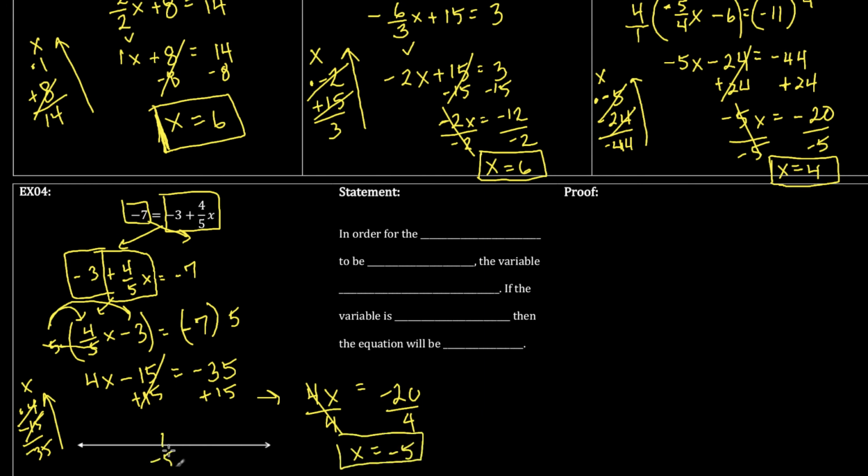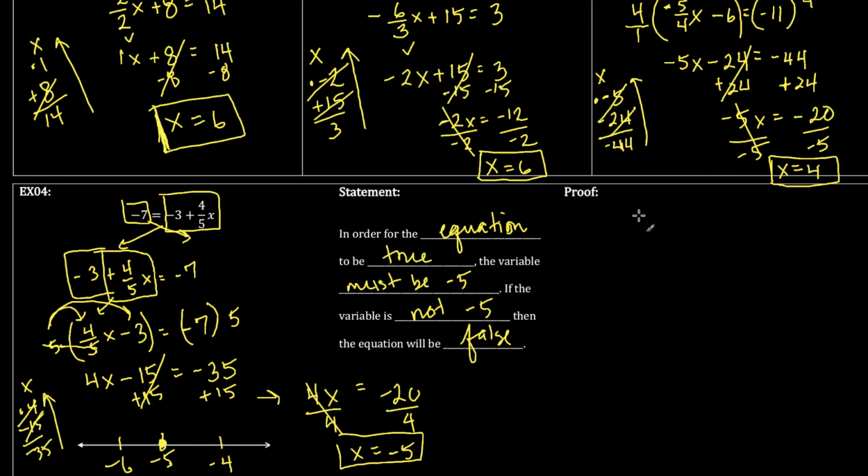So negative 5, negative 6, negative 4. My answer was negative 5. Make sure you graph this if it asks you to. If it has it on the work, then make sure to do it. So in order for the equation to be true, the variable must be negative 5. If the variable is not negative 5, then the equation will be false.